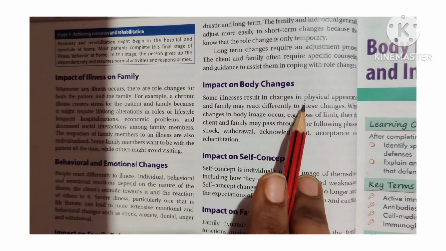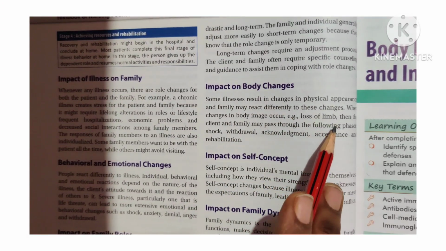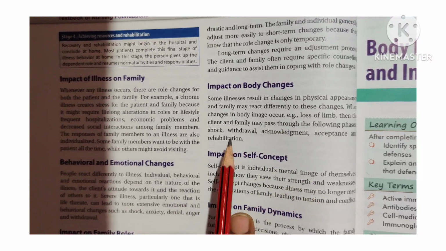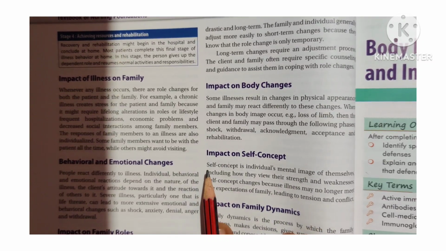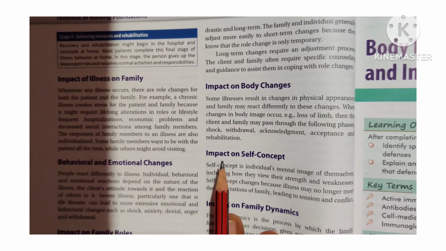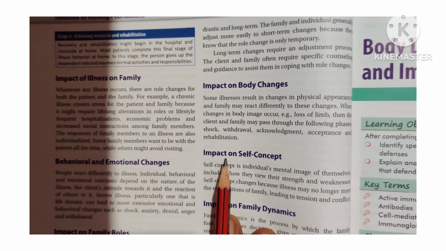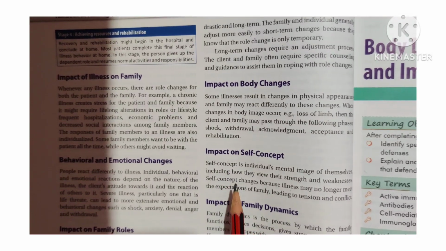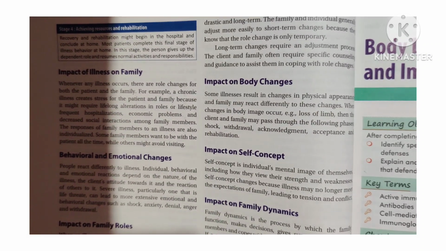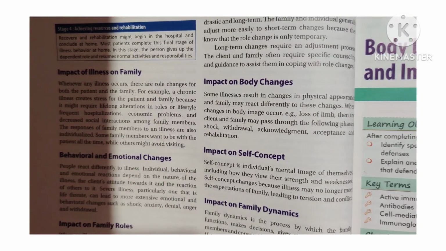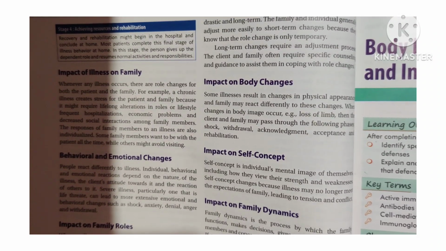Next is impact on body changes. Some illness results in changes in physical appearance, and family may react differently to these changes. When changes in body image occur, for example loss of a limb or extremity in an accident, the client and family members may pass through the following phases: shock, withdrawal, acknowledgement, acceptance and rehabilitation. Suddenly a limb has been lost, so immediately you will be very much shocked: why did this happen to my child? Then slowly you will accept it, and you will undergo rehabilitation. Anyhow, body image change is going to have a lifelong impact on the patient.